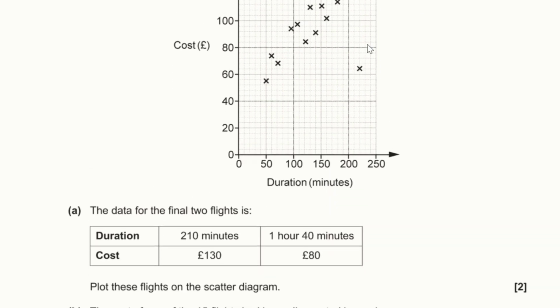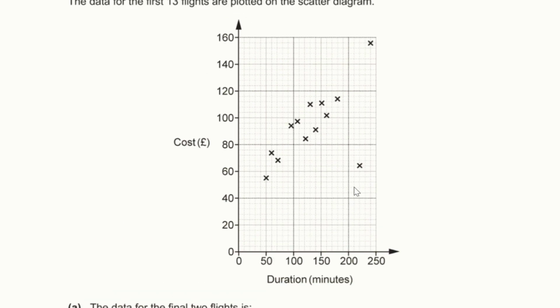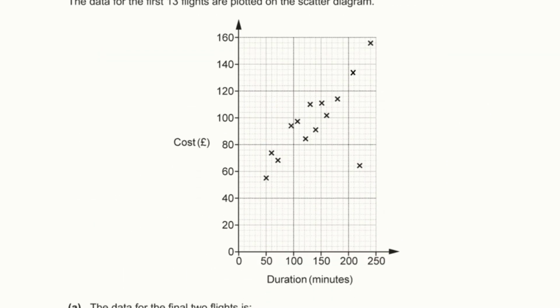Well, first of all, 210 and 130. 210 is here, and then going up to 130. 130 is in between these. So it's plotted over there. And then 1 hour 40 minutes. Well, what is 1 hour 40 minutes? We've got 60 minutes plus 40 minutes, which is 100 minutes. So 100 we now need to plot. So 100 goes over here.